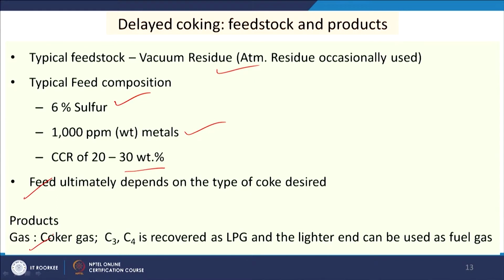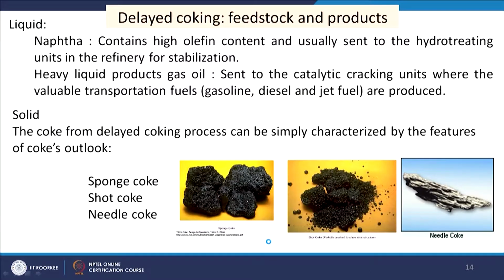And what type of products can we get through this delayed coking? We can get gaseous products, we can get liquid product, and we can get solid product. So, the gas product which we can get, that is coker gas that contains C3, C4, and this is recovered as LPG, and lighter can be used as fuel gas.